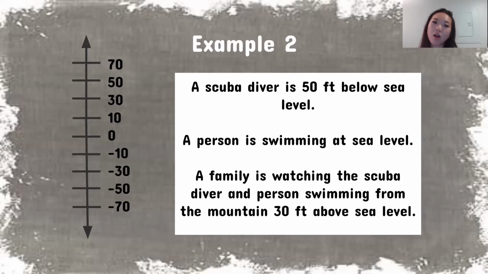So continuing on our second example, we will be using what we had just learned in our previous slide for this one. So a scuba diver is 50 feet below sea level, and then a person is swimming at sea level, and then a family is watching the scuba diver and the person swimming at sea level from a mountain 30 feet above the sea.